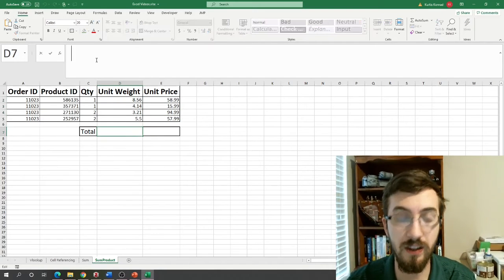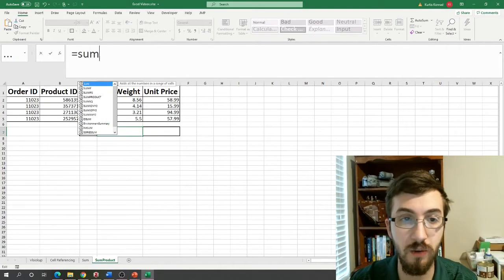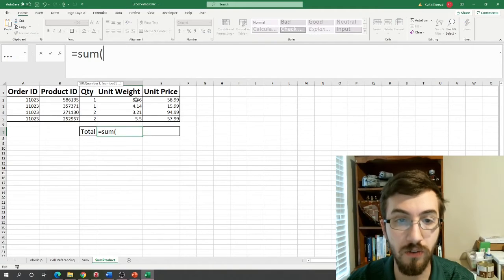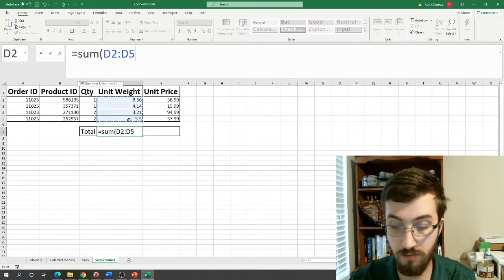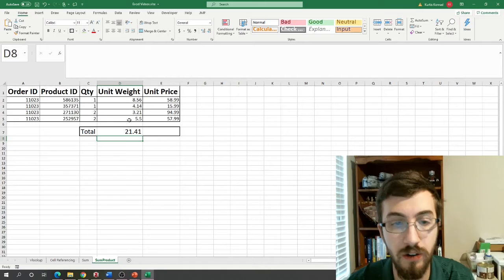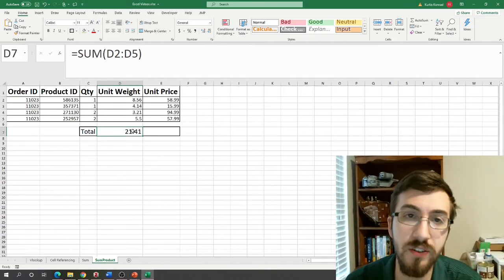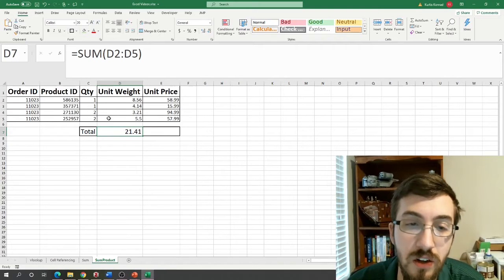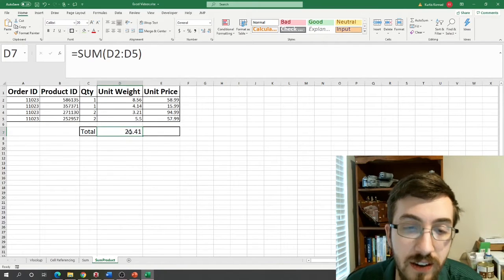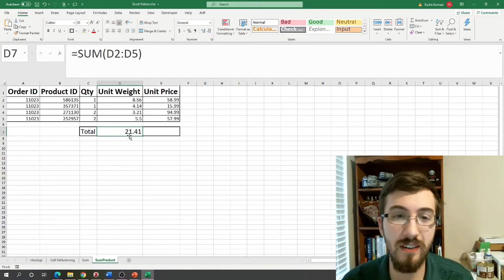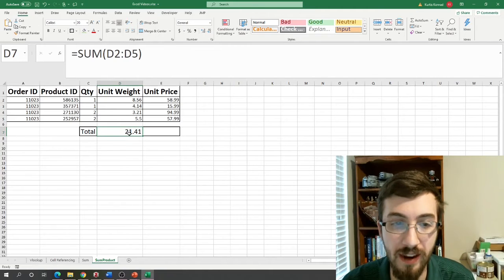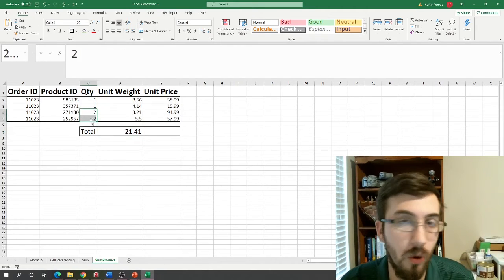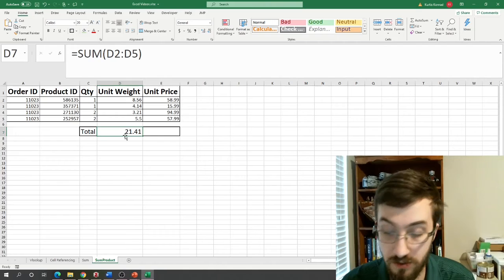Our first thought would be to use the sum, equals the sum of those four. But that's only the total of the unit weights. That's not the weight of the whole thing, because we're getting two of some items.